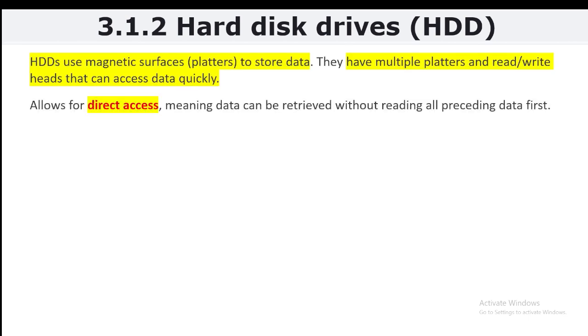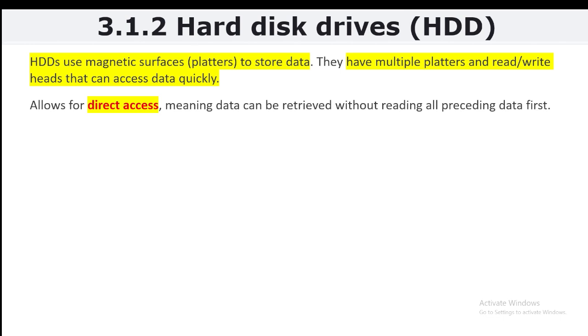Magnetic disk drive also uses magnetic surfaces referred to as platters to store data. They have multiple platters and read and write heads that make it very quick to access data. Now, the process of accessing data on a hard disk drive is direct access.